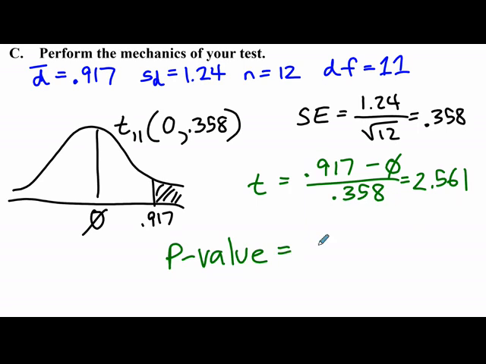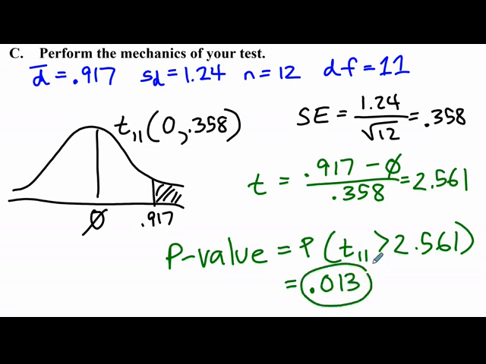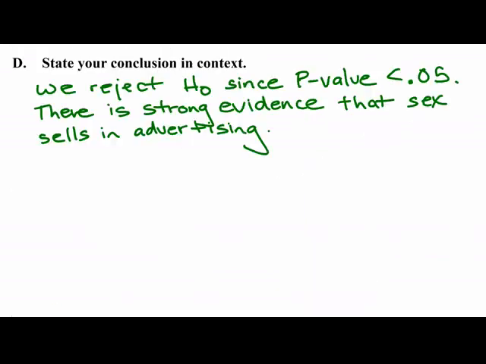And then let's calculate our p-value. Our p-value would be the probability that t11 is greater than 2.561. And using tcdf on my calculator, I got 0.013. And of course, as we know, if it's below 5% like it is, we're going to end up rejecting the null hypothesis. So let's write that out. We reject the null hypothesis since our p-value is less than 5%. There is strong evidence that sex does indeed sell in advertising.